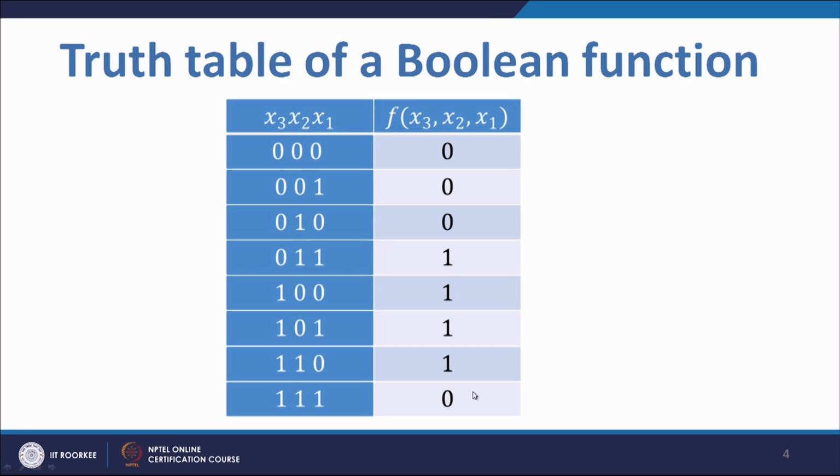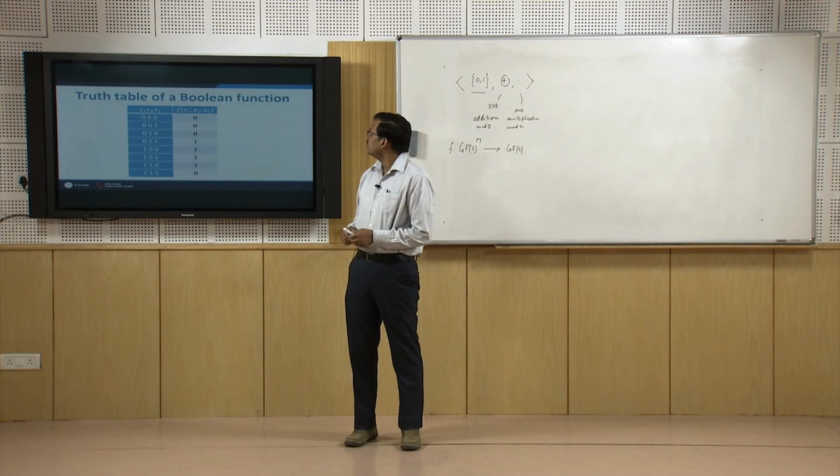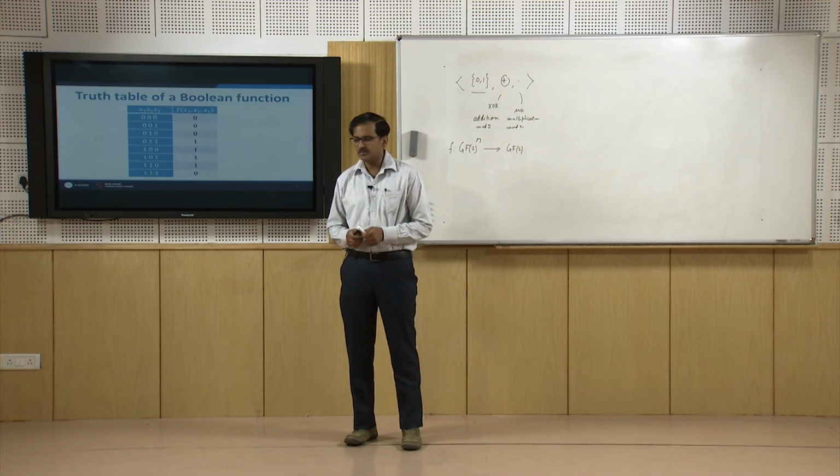So, it starts from 0 0 0, 0 0 1, 0 1 0 and so on, and ends in 1 1 1, and I can take any string over here of zeros and ones, and that gives me a function. In this particular case I have taken the string 0 0 0 1 1 1 1 0. This is a Boolean function, and this particular representation of a Boolean function is called the truth table representation, and this is called the truth table.